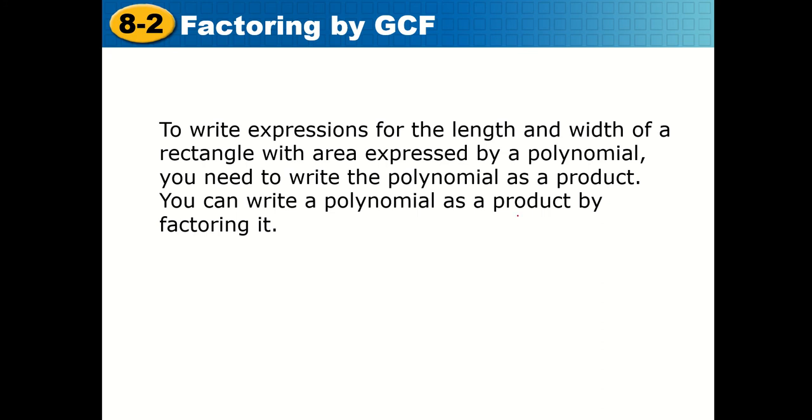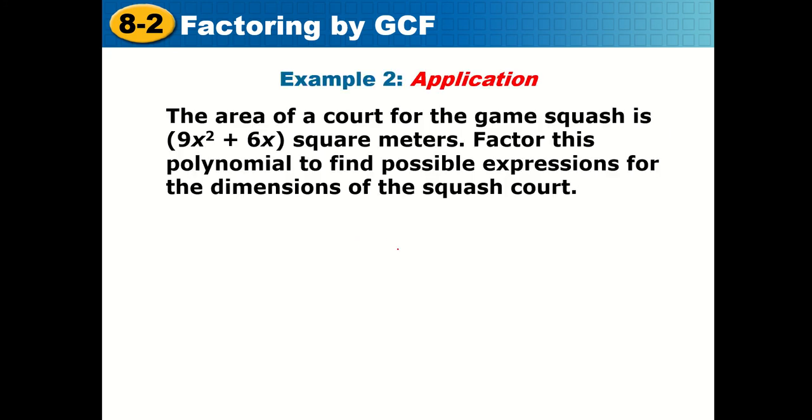You can write a polynomial as a product by factoring it. So we're going to be looking at some area or perimeter. The area of a court for the game of squash is 9x squared plus 6x square meters. Factor this polynomial to find the possible expressions for the dimensions of the squash court. All it's saying is to factor it.